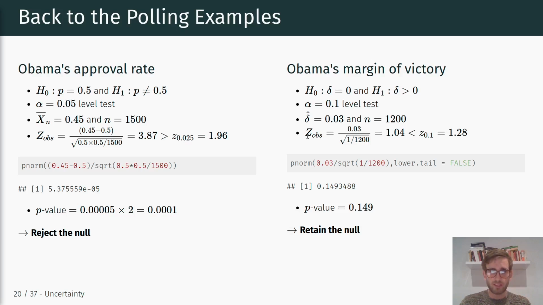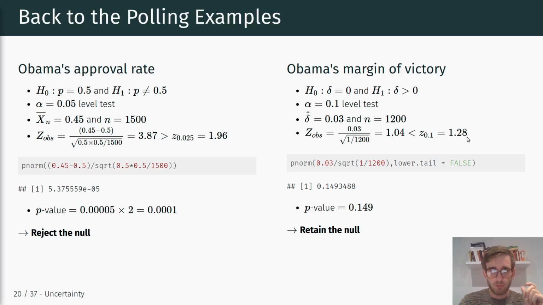We just go through the same logic. We compute our z-score based on that sample. Again, that is 0.03 minus 0, because the null hypothesis is that the true margin of victory is equal to 0, divided by our estimate of the standard error, which gives 1.04. And assuming a 10% significance level where the critical value is 1.28, we see that we fail to reject the null hypothesis because our observed z-score is smaller than our critical value of 1.28.